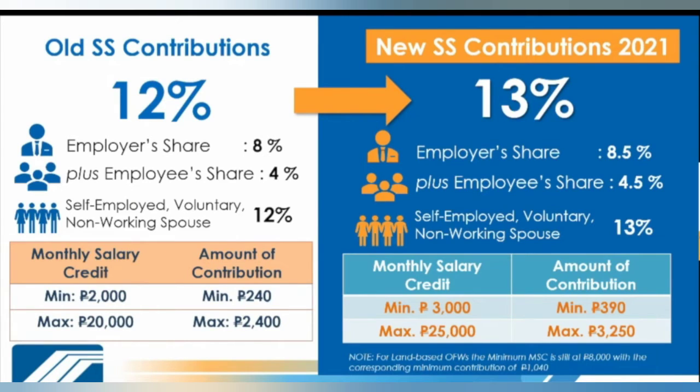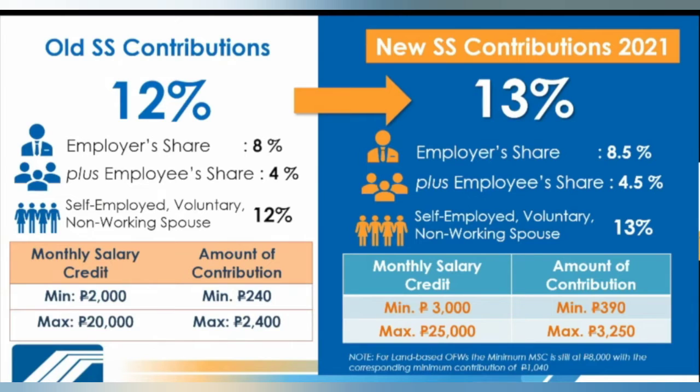And voluntary members such as the non-working spouse, since they do not have an employer, they get to shoulder the entire 13%. So every time they pay their contributions, it's the whole or entire 13%. Presently, the minimum monthly salary credit is 3,000 pesos, and ang katumbas po nun or the corresponding minimum amount of contribution ay 390 peso. Meanwhile, the maximum monthly salary credit ay 25,000 pesos and the maximum amount of contribution ay 3,250 pesos.